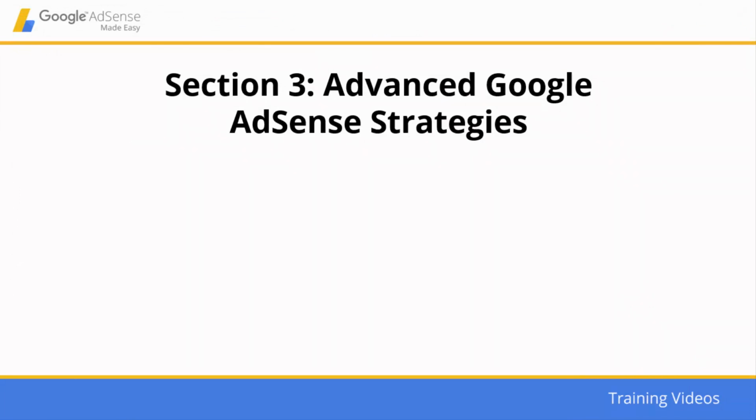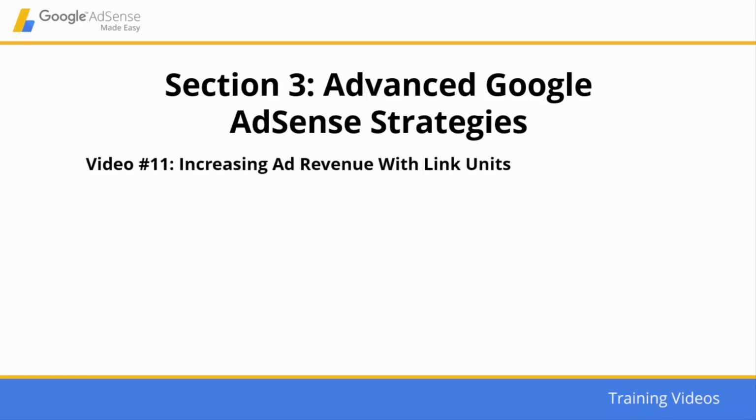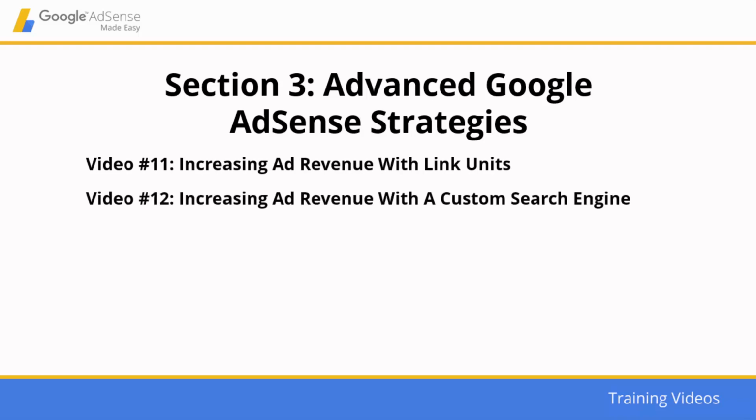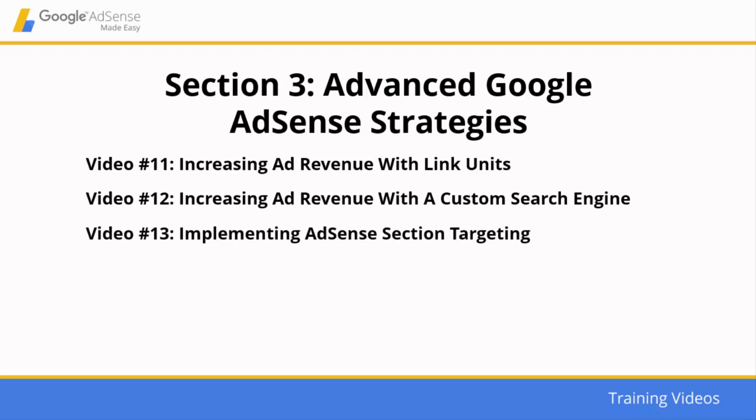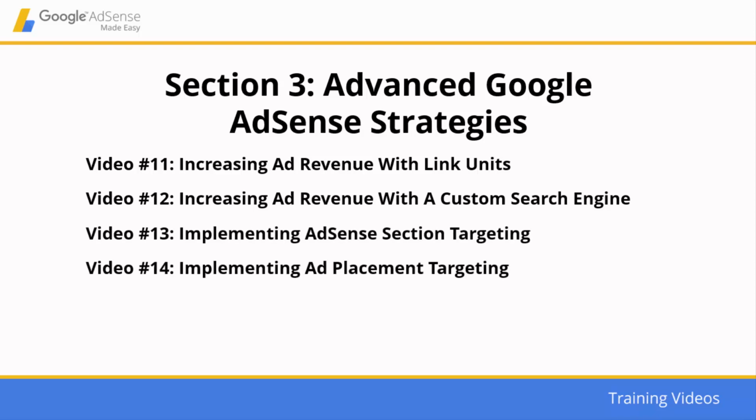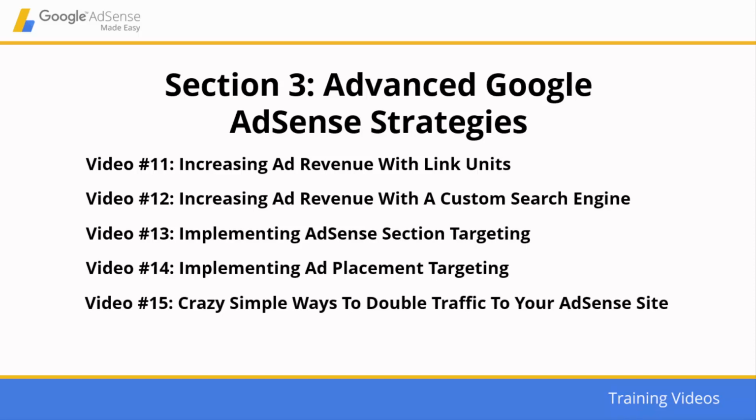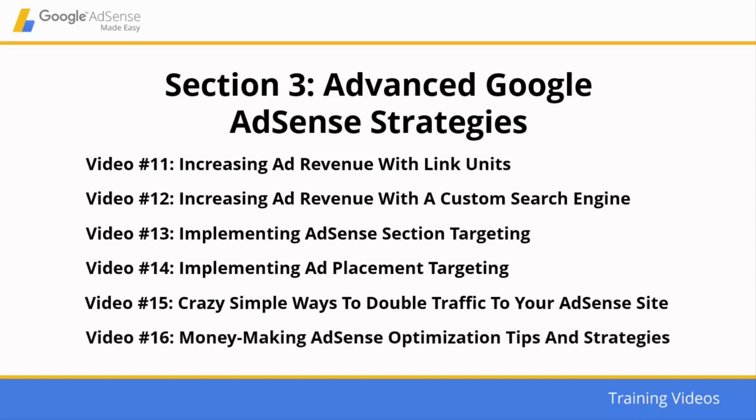In videos 11 through 16, we'll talk about increasing ad revenue with link units, increasing ad revenue with a custom search engine, implementing AdSense section targeting, implementing ad placement targeting, crazy simple ways to double traffic to your AdSense site, money-making AdSense optimization tips and strategies.